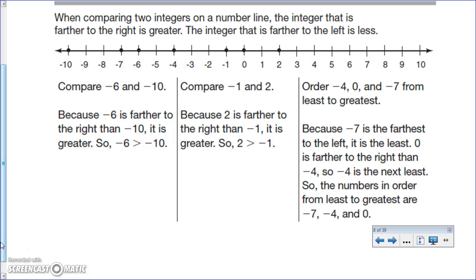Compare -1 and 2. Because 2 is farther to the right than -1, it is greater. So 2 is greater than -1.